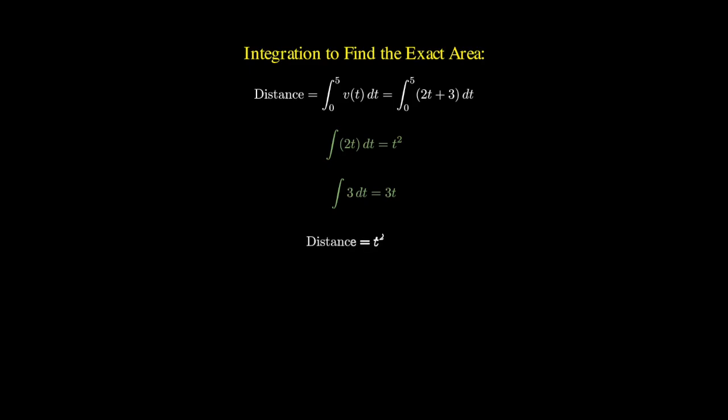To solve this integral, we find the antiderivative of 2t plus 3. The antiderivative of 2t is t squared, and the antiderivative of 3 is 3t. Thus, the distance equals t squared plus 3t evaluated from 0 to 5, which equals 5 squared plus 3 times 5 minus 0 squared plus 3 times 0, which equals 25 plus 15 minus 0, which equals 40 meters.